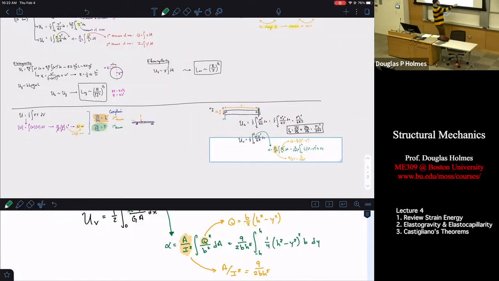This looks horrendous. But it turns out, if you do this integral, the answer is almost 1. It's 6/5.